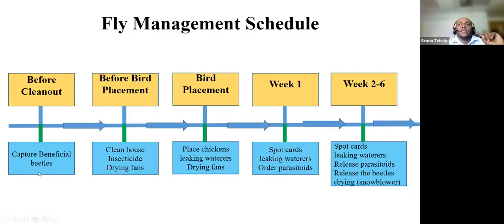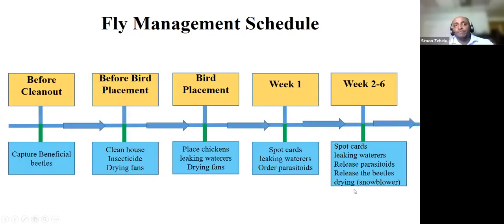Those captured beneficial beetles, do not move them from one chicken house to the other or to another farm, because these beetles, even though they are beneficial, also carry a lot of pathogens. So it's recommended these beetles be used in one farm, not moved from one farm to another, because they are going to carry disease-causing pathogens with them. That's very important. So when you release these beneficial beetles, release those which were captured from that particular bird house.